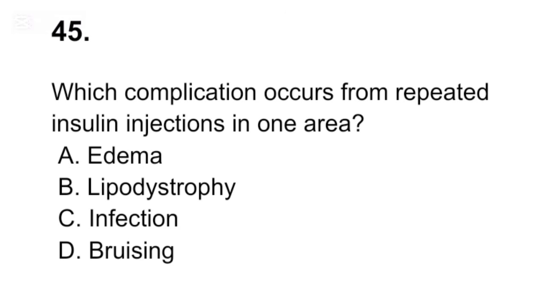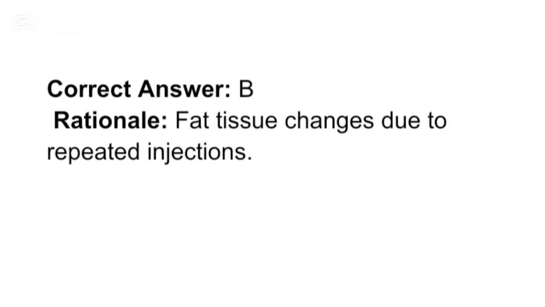45. Which complication occurs from repeated insulin injections in one area? A. Edema. B. Lipodystrophy. C. Infection. D. Bruising. Correct answer, B. Rationale: fat tissue changes due to repeated injections.